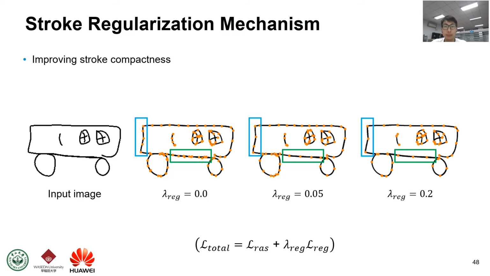We also evaluate the performance on improving the stroke compactness. In the blue boxes, we can see 4 strokes are produced for that part with the model without regularization. 3 strokes are produced with regularization loss weight 0.05, and 2 strokes with loss weight 0.2. This result shows that as the stroke regularization weight increases, the model draws with fewer but longer strokes while maintaining reasonably high fidelity. This results in a more compact representation for vector images.